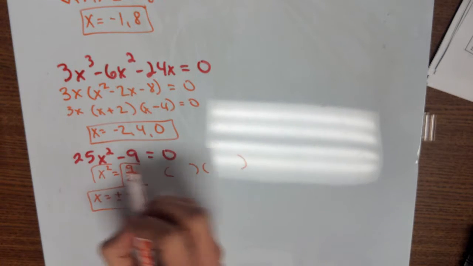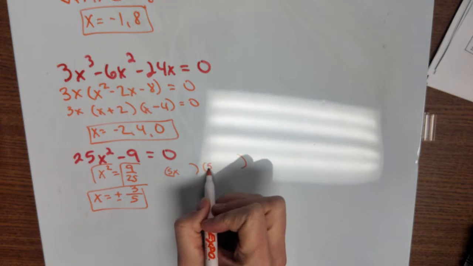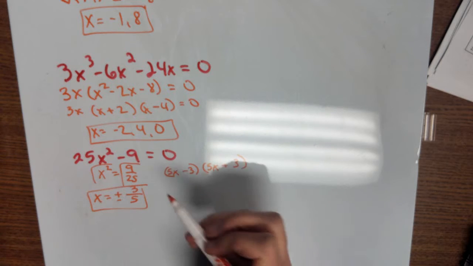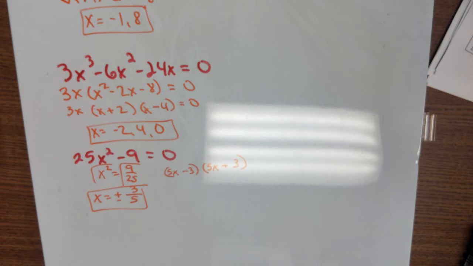Or you could also treat it like a difference of squares. If you wanted to do that, take the square root of each term. The square root of 25x squared is 5x, the square root of 9 is 3, one plus and one minus, and you're going to get 3/5 and -3/5. So you're going to get the same answer. Whichever way you see it, perfectly fine.